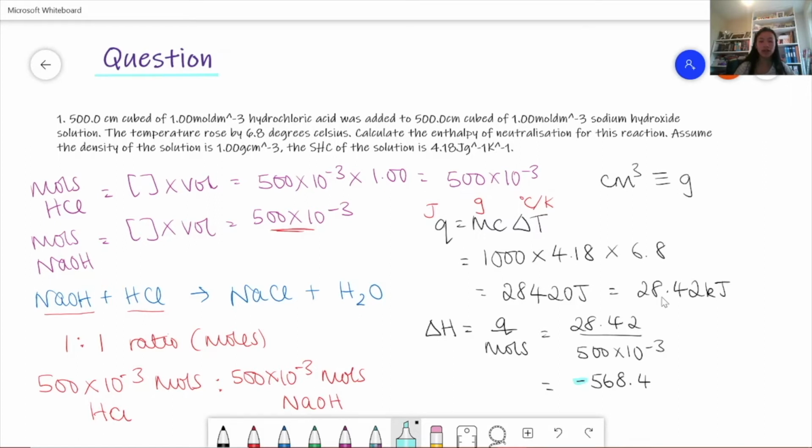And we round this to minus 568 kilojoules per mole. And the rounding is also really important because you can get marks deducted from not rounding correctly. So in the questions, we can see that lots of these figures are to 3 significant figures. So that's what gives us a clue to what to round this to. So we've also rounded this to 3 significant figures.